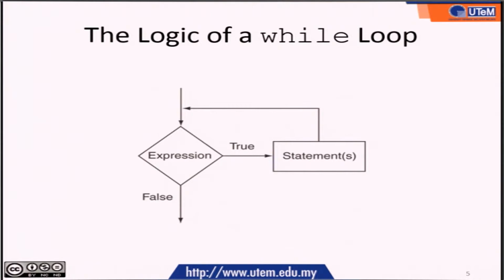The diagram shows the flow chart of the while loop. A while loop is also known as a pre-test loop, meaning that the statement inside the while loop block will only be executed after the expression is tested to be true, and if the expression is false, the statement inside the while loop will not be executed.